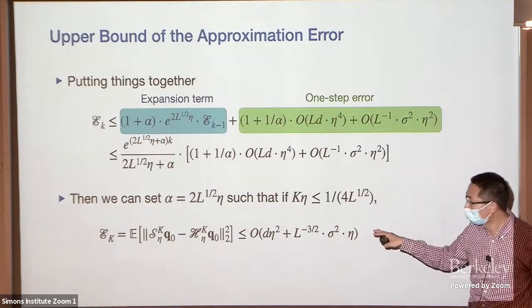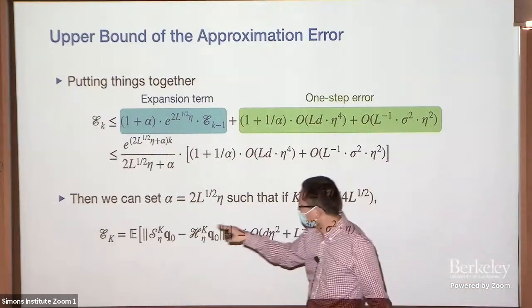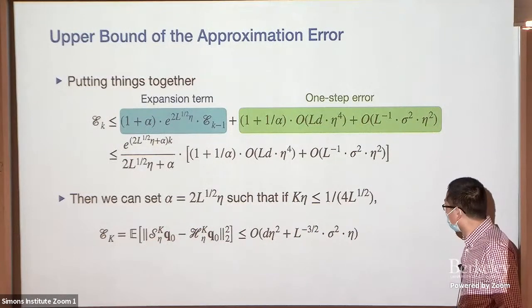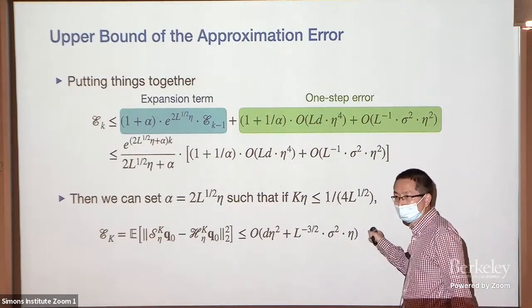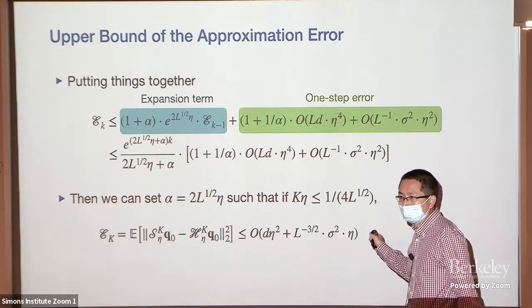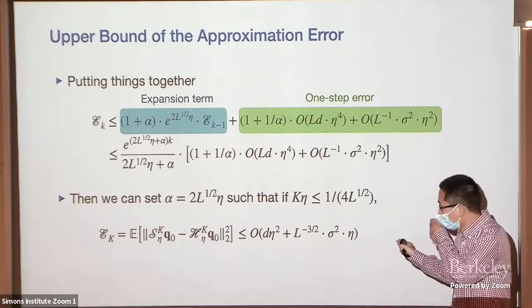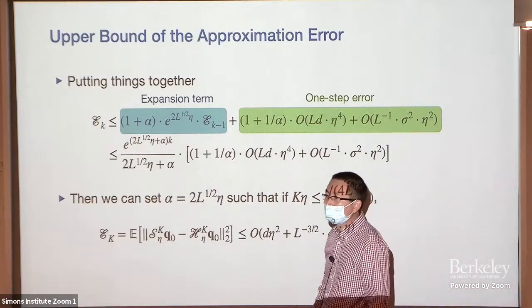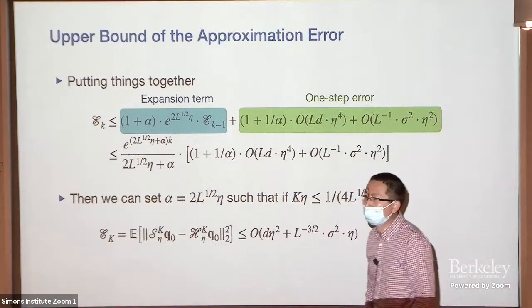So this is the approximation error after big K number of leapfrog integration with a stochastic gradient. It doesn't depend on K. So this is the bound we want to attain, because if we depend on K, then the error will explode. Any question?